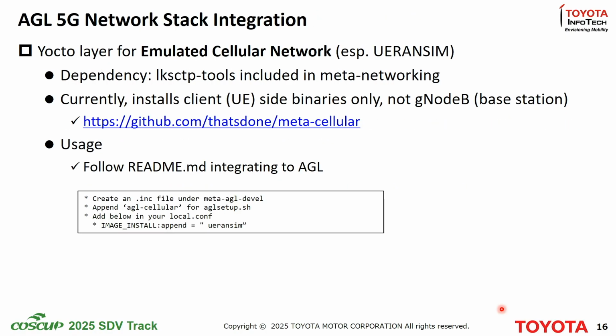And here is the first point. From the viewpoint of AGL, it is how we can integrate the UE, user equipment, I mean the 5G terminal. In order to do this, we need to write a so-called Yocto recipe. And actually, I did it. The usage is very simple, so if you want to try this one, you can read the README, and I believe you can easily reproduce this result.